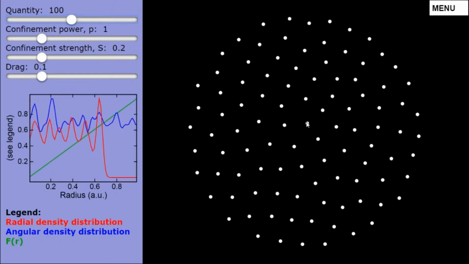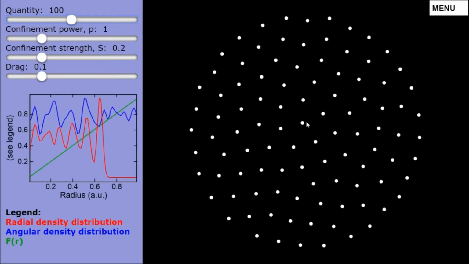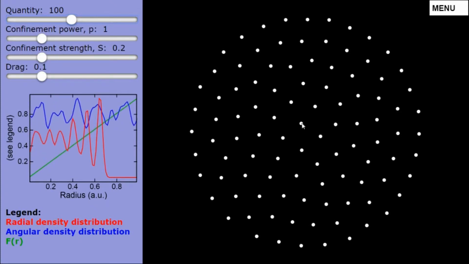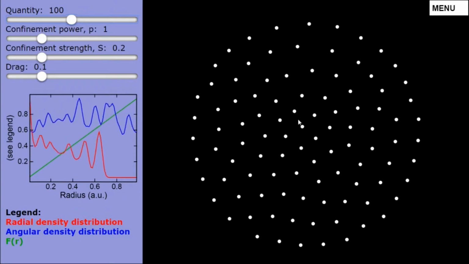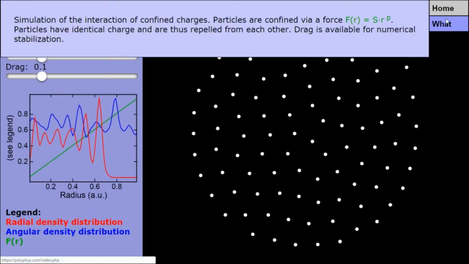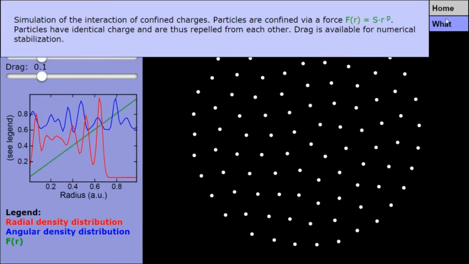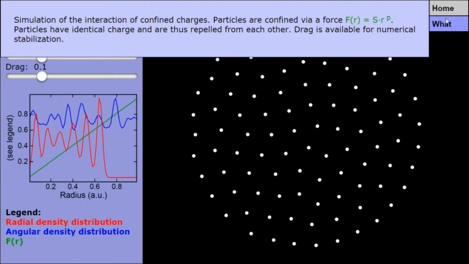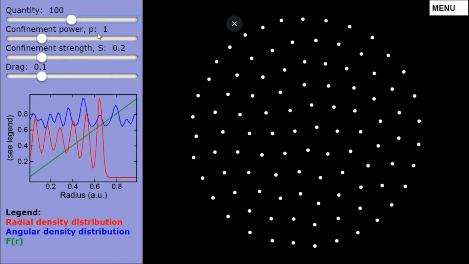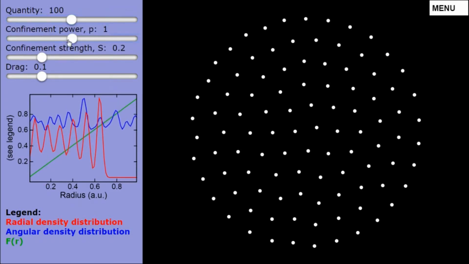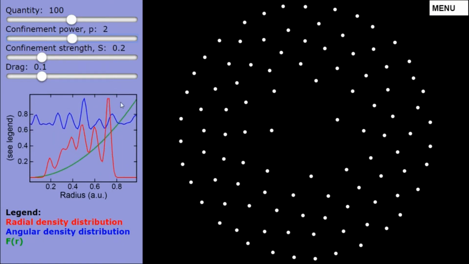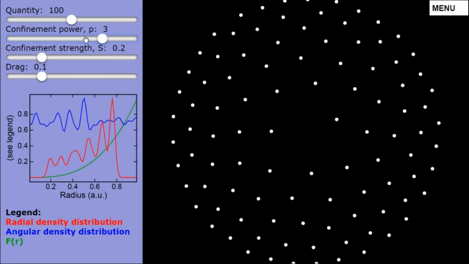So in order for us to study the behavior of particles under these conditions, we need some way of confining them in order to hold them all together. We do this by applying a central force that pulls every particle towards the origin. The magnitude of the force that each particle experiences is proportional to how far away it is from the origin. The equation for the magnitude of the force can be seen up here on the top right. R is the radius of a particle from the origin, and the force is proportional to the radius raised to some power. The power p and proportionality constant s can be adjusted over here. Also, the green curve on the plot to the left shows the force as a function of radius.